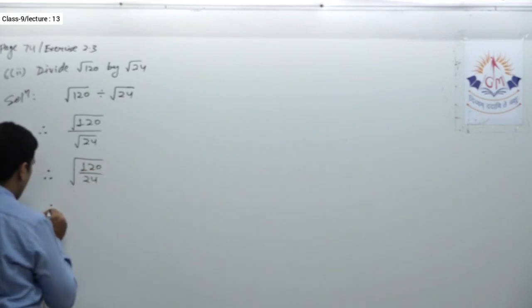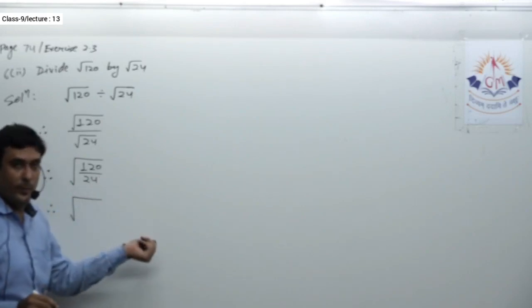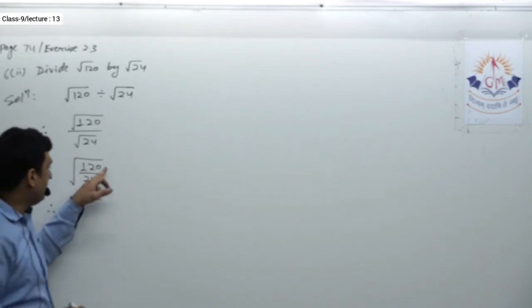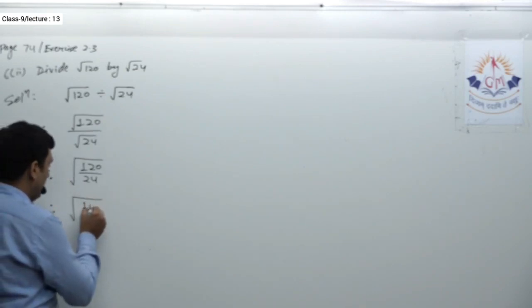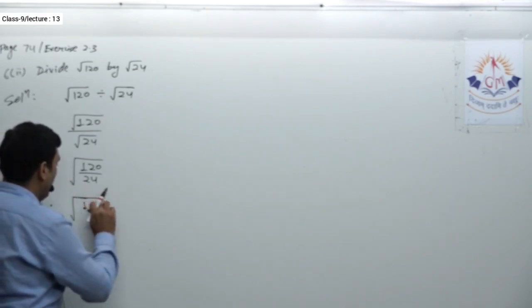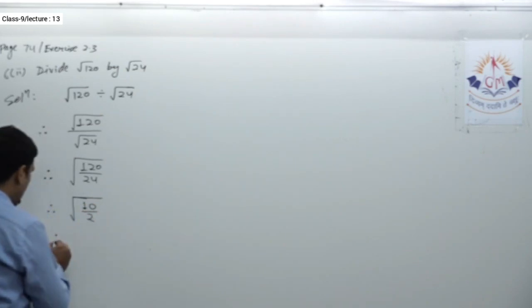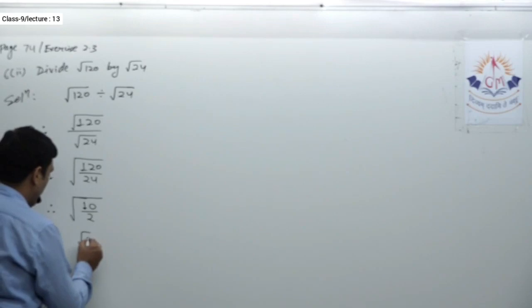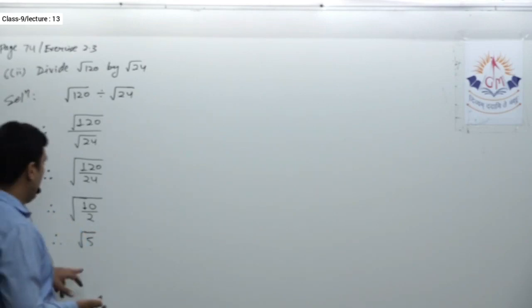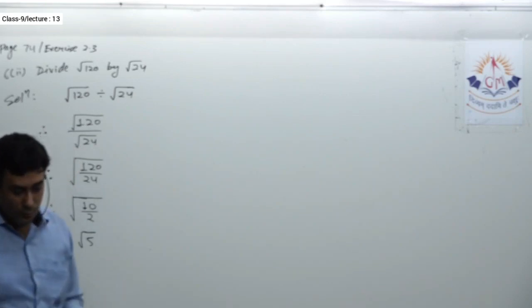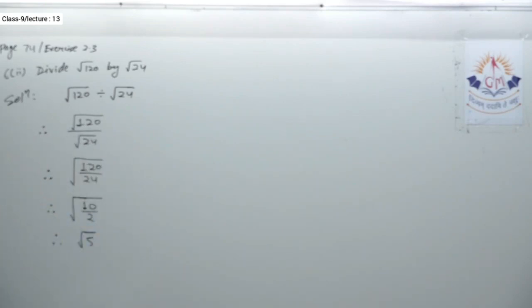Now I'll simplify if it is possible. Both are divisible by 2 and 3, but here I can directly see it is divisible by 12. So here I get 10 when I divide it by 12, and this is 2. So ultimately here I'll get root 5. So this is my final answer: root 120 divided by root 24 is root 5. Please note it down.